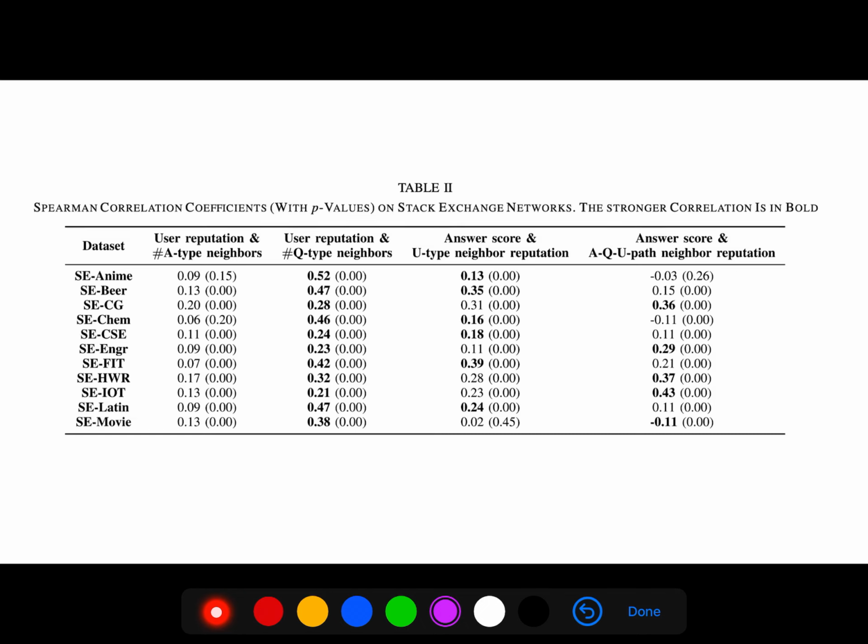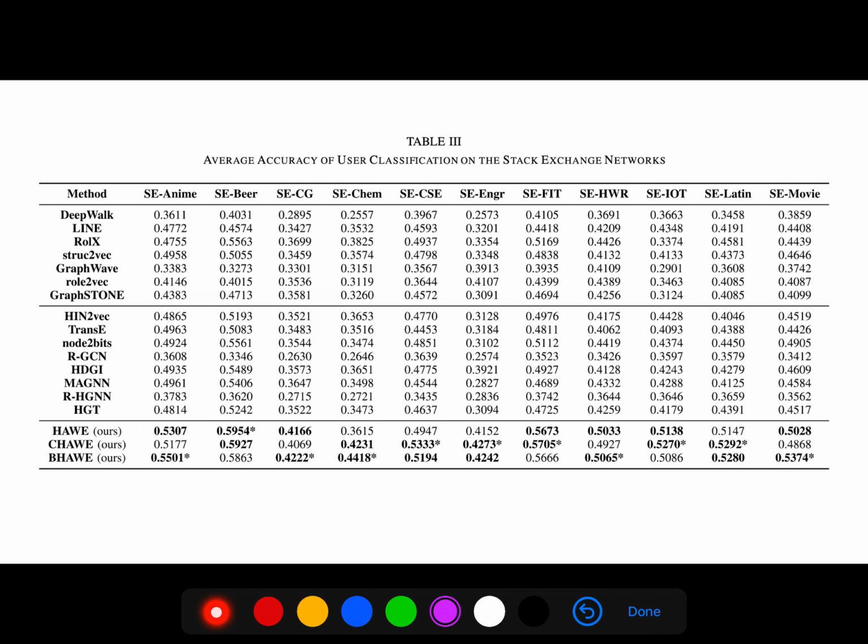And now here they calculate Spearman correlation coefficients with p-values on the Stack Exchange network. The stronger correlation is in bold. So these are the p-values. And this is the average accuracy for user classification on just a Stack Exchange network.